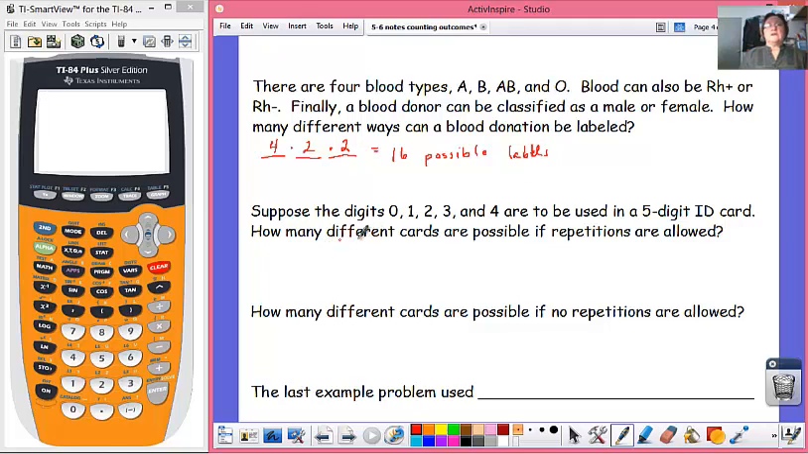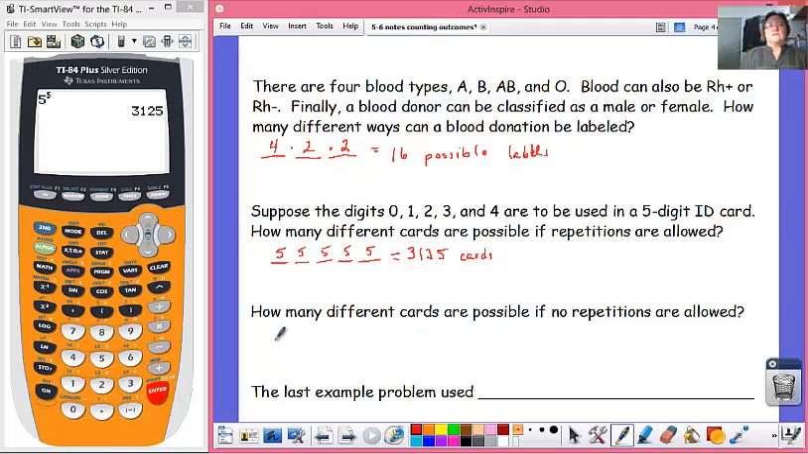Good. Carrying on that same thought, suppose the digits 0, 1, 2, 3, and 4 are going to be used in a 5-digit ID card. If you allow repetition, that means the same number can be used more than once. So your 5-digit ID card is a 5-slot problem. Each of these with repetition could be 5. And that's looking like 5 to the 5th, which I should probably know, but I don't. 3,125 possible ID cards if you allow for repetition.